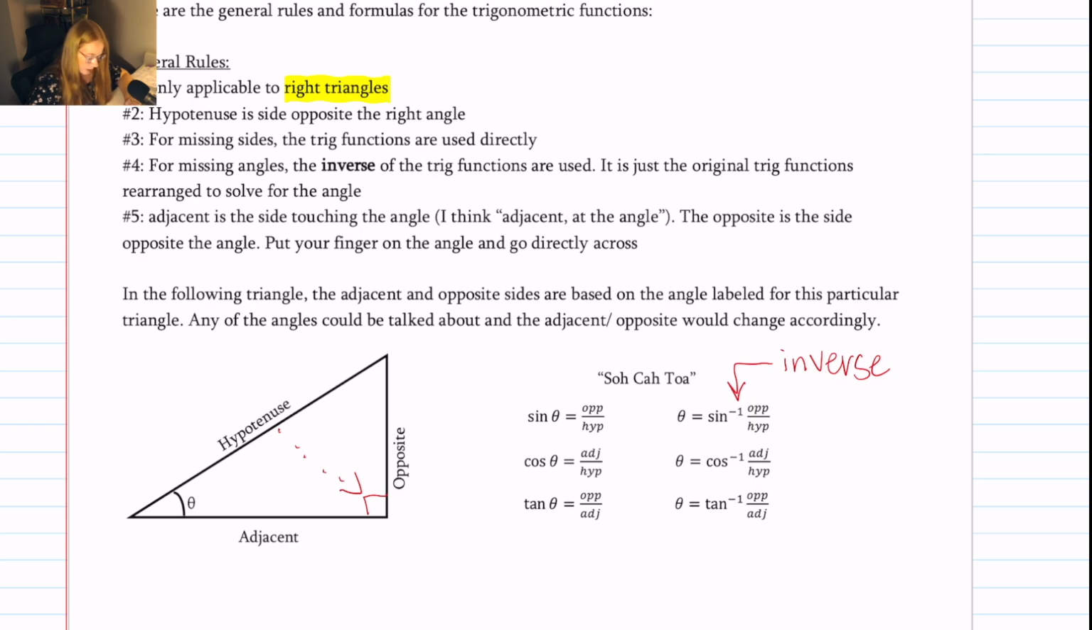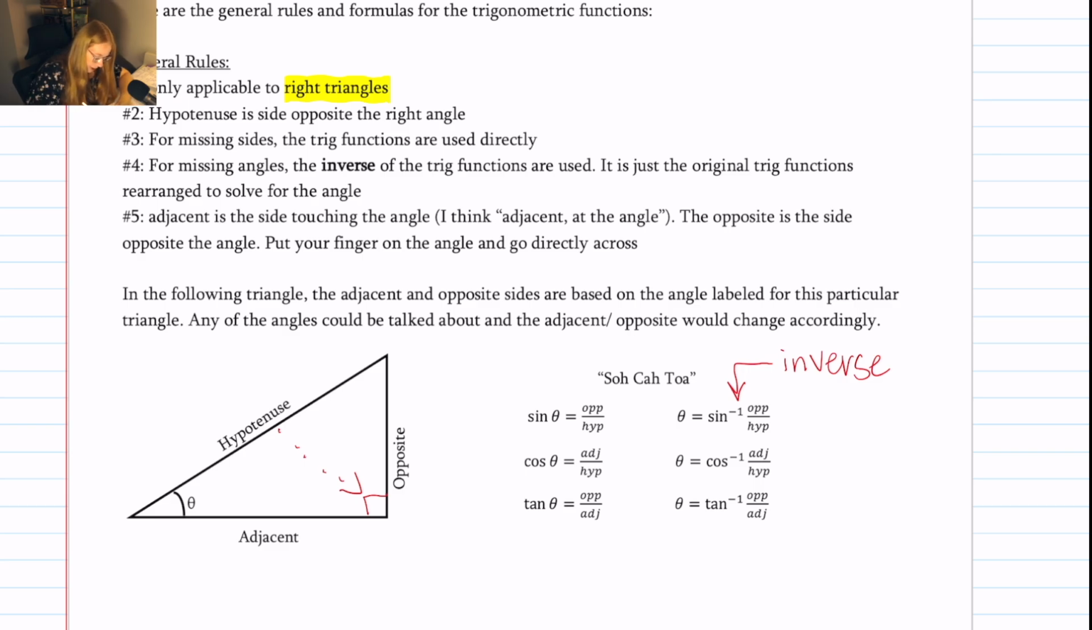The other thing that's important is to know that there's always the adjacent side and the opposite side. And you can see in all of these formulas, you have OPP, that's opposite. You have HYP, that's hypotenuse. And then in the cosine formula, you have ADJ, which is adjacent. So let's talk about what that means.